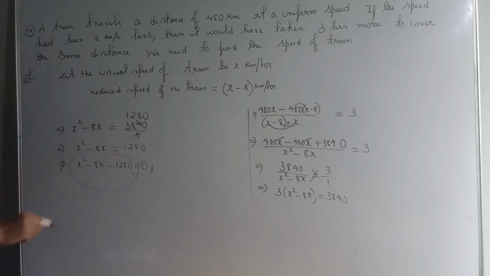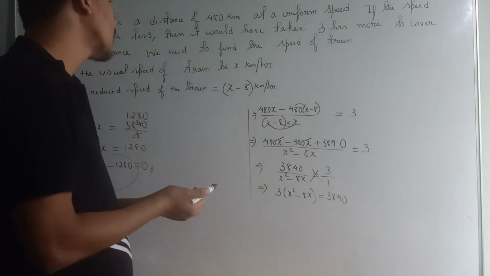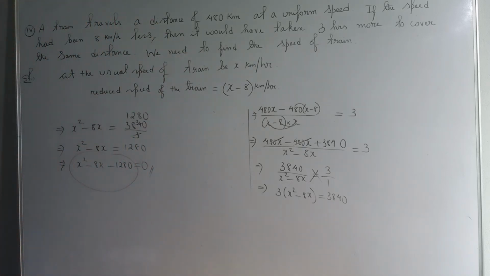Now look at this equation. This is an equation with variable x, and we see that the highest power of x is 2. Since the order of the equation is 2, the given situation has been represented in the form of a quadratic equation. So with this question, exercise 4.1 comes to an end.